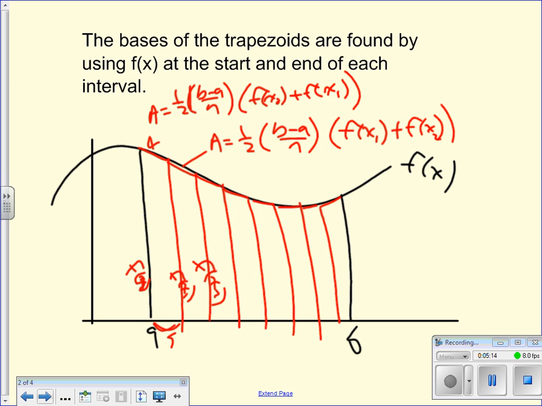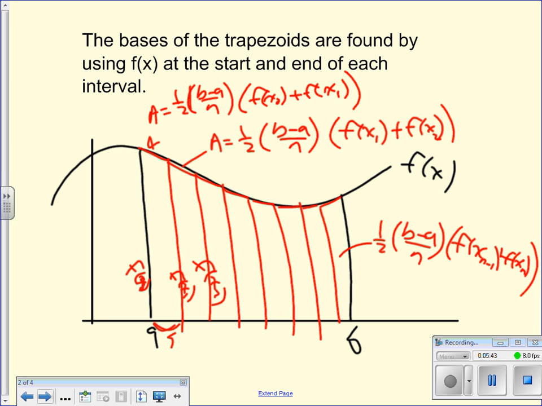And so on, and so on, and so on. And then the last one, this one right here, is going to be 1/2 b minus a over n times f of x sub n minus 1, the penultimate one, plus f of x sub n, the nth term.